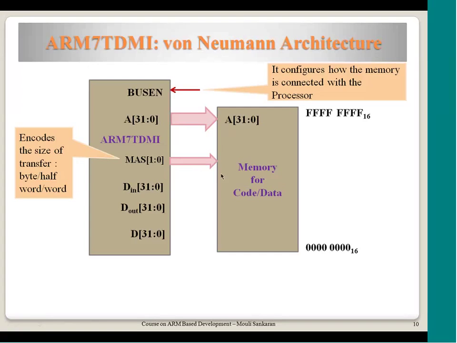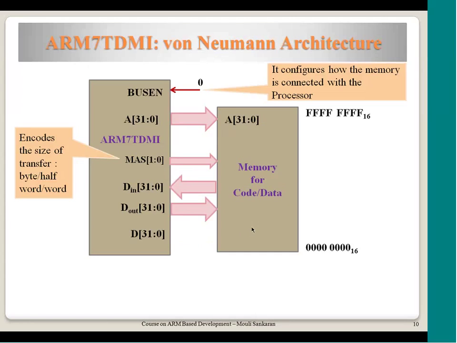So now you see here. When this bus enable is given as 0, then the ARM processor is connected to the memory through this data bus, which is a bidirectional bus. So both while reading as well as writing, the data flows through this bus.